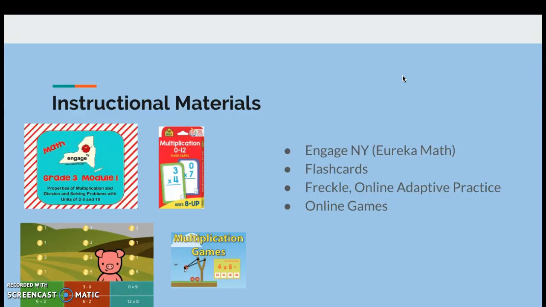I will also be using a variety of multiplication and division flashcards, as well as Freckle, which provides online adaptive computer practice in both English and Spanish. Online games will be used to solidify fluency and continue practice, such as through multiplication.com.